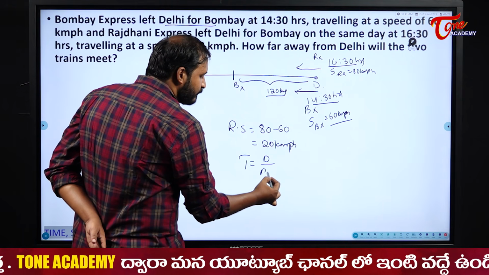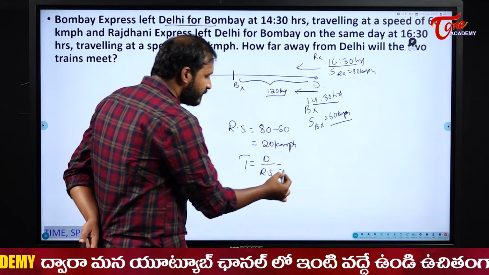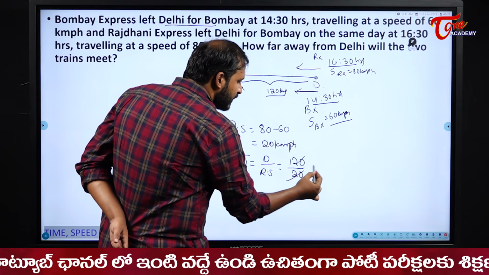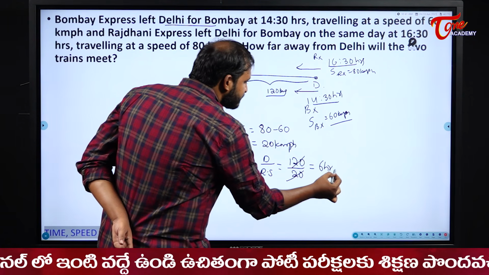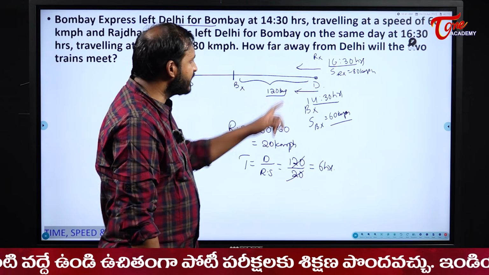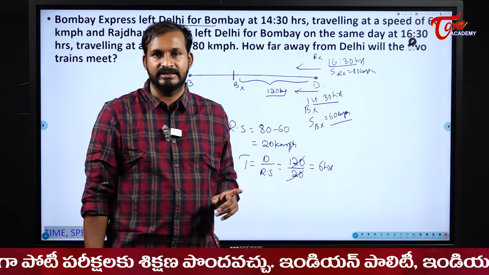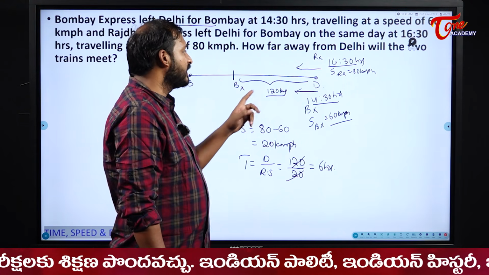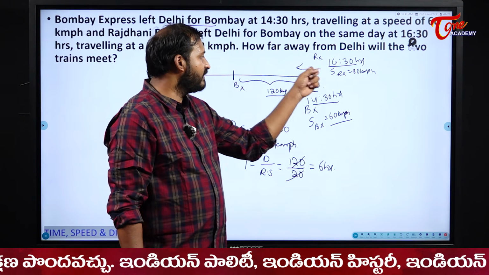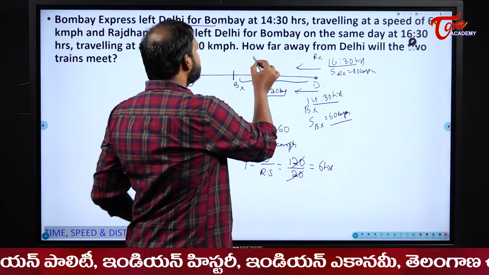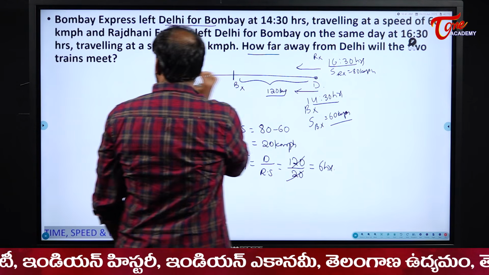And time taken to meet is equal to what? Distance by relative speed. What is the distance between them? 120 kilometers, divided by the relative speed, 20. So that means the Rajdhani Express will travel what time? The Rajdhani Express will travel 6 hours to meet the Bombay Express. Is it correct or not? Yes. Now, they are asking us how far away from Delhi the two trains meet.